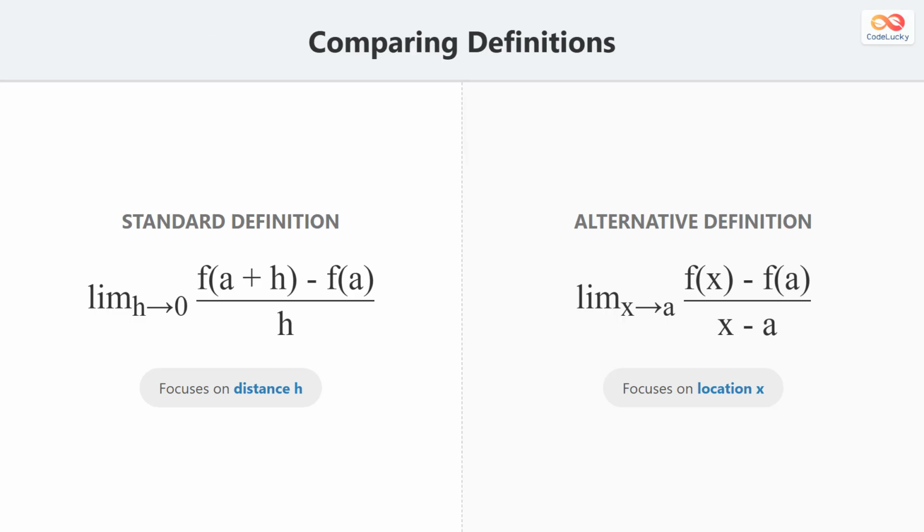Let's compare the two side by side. On the left, the standard definition focuses on the gap h shrinking to 0. On the right, the alternative definition focuses on the location x moving toward location a. Both describe the exact same geometric process and yield the same result.